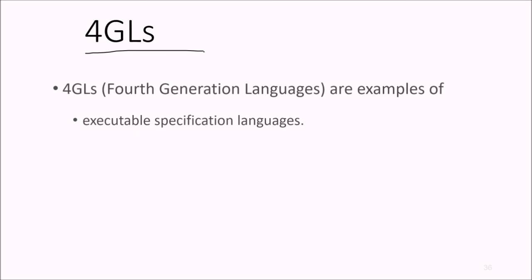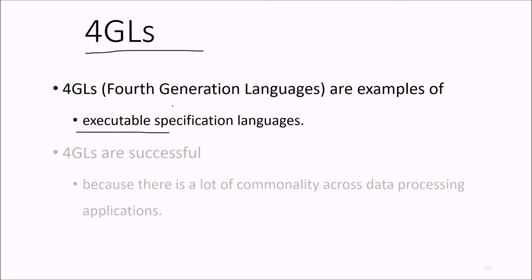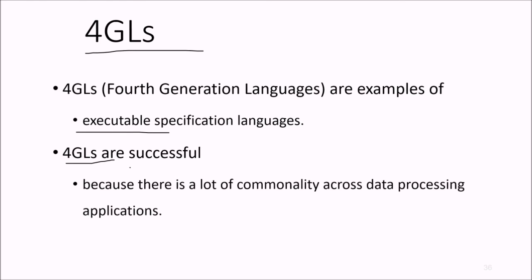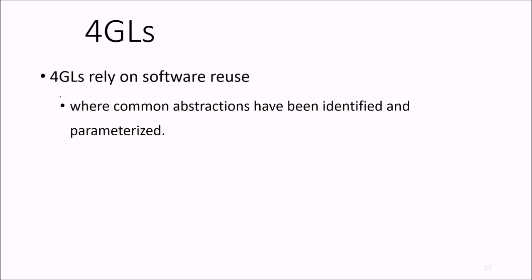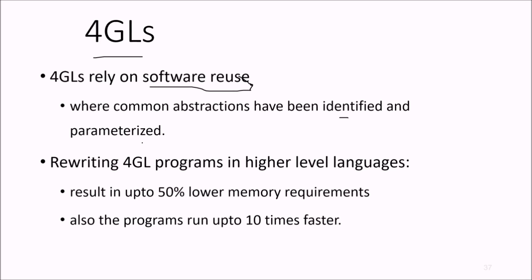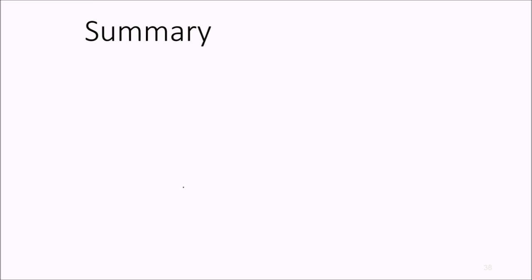Then what are these 4GLs? Fourth generation languages. These are simply examples of our executable specification languages. And these 4GLs are quite successful because there is a lot of commonality across these data processing applications. So these 4GLs actually rely on software reuse, where some common abstractions could be identified and they can easily be parameterized. What about rewriting 4GL programs in higher level languages like C, C++, Java? It results in up to 50% lower memory requirement, and also the program would run 10 times faster.